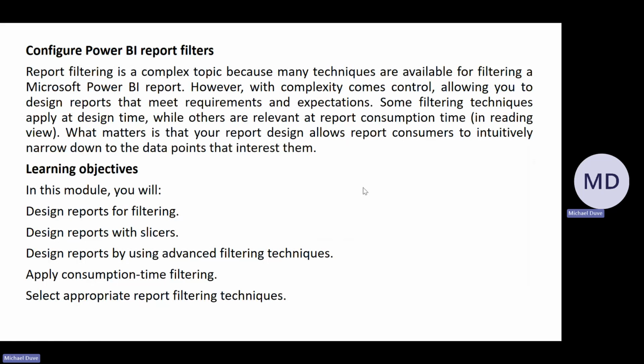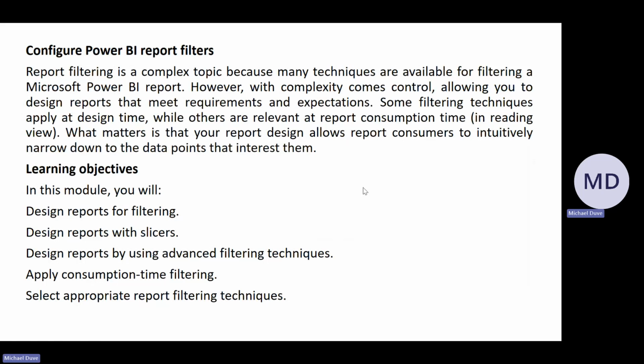Then you can also apply consumption time filtering. Consumption time filtering allows users to apply filters to a report while viewing it without modifying the report itself. Then you can enable consumption time filtering by enabling the allow report users to change filter settings option in the filter pane.